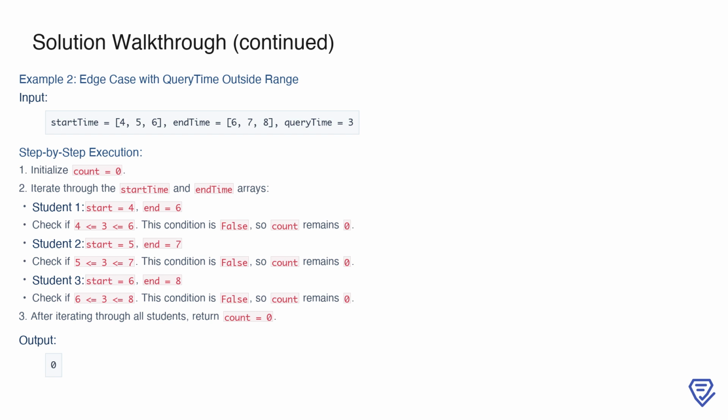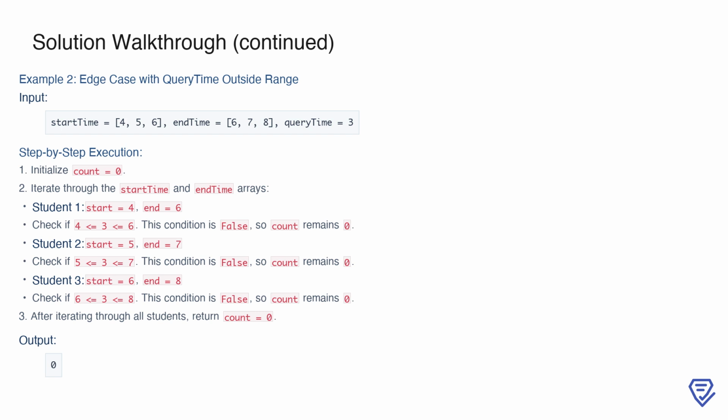Now, let's consider a case where the query time falls entirely outside the intervals for all students. Here, the input specifies 3 students, but the query time is 3, which is earlier than all their homework intervals. We start by initializing count to 0 once again.